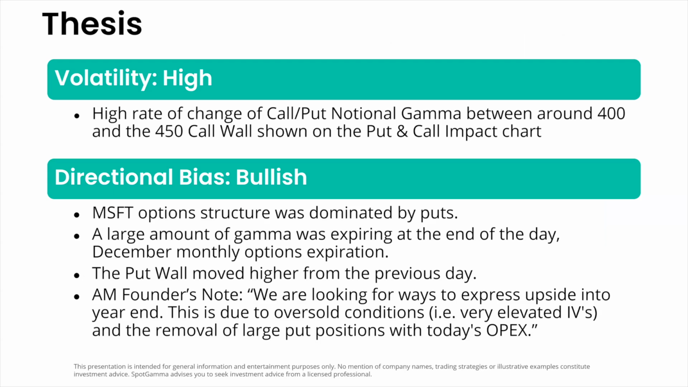First, the put and call impact chart and composite view charts for Microsoft showed that puts were dominant below the 450 call wall. A large amount of gamma was expiring at the end of the day, the December monthly options expiration. I was looking for Microsoft puts to expire and for the stock to move higher.